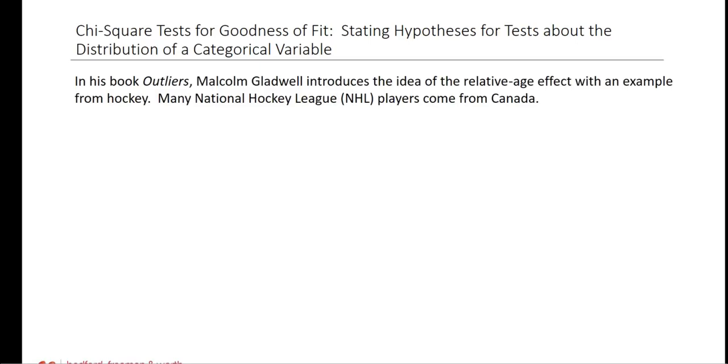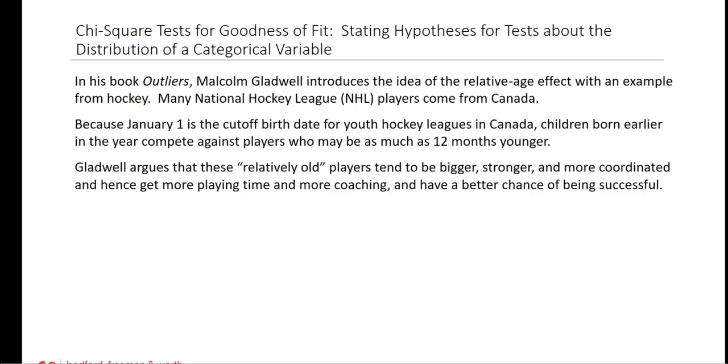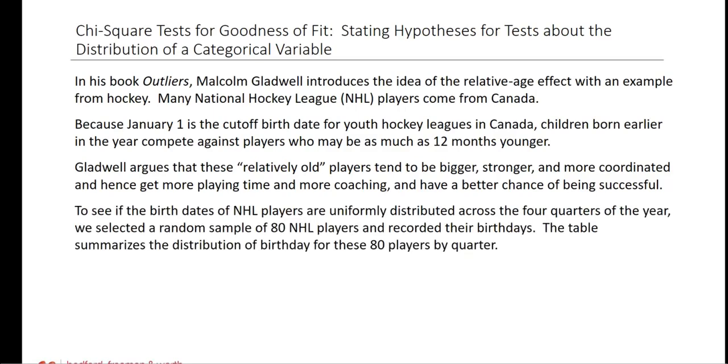Well, I love this book. I read this book. So in his book Outliers, Malcolm Gladwell introduced the idea of relative age effect with an example from hockey. Many NHL players come from Canada, and depending on their birthdays, I think it was in January, it was advantageous to be born in certain months. Because January 1st is the cutoff for birthday of youth hockey leagues in Canada. Children born earlier in the year compete against players who might be as much as almost 12 months younger. Gladwell argues that those relatively old players tend to be bigger, stronger, more coordinated, hence get more playing time, more coaching, have a better chance.